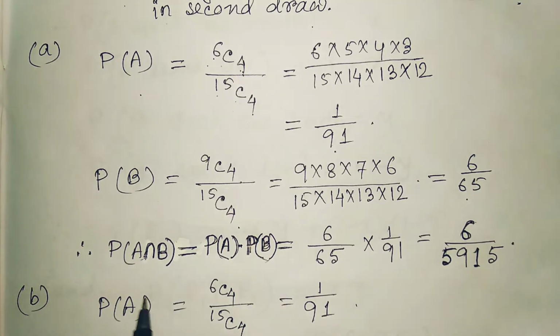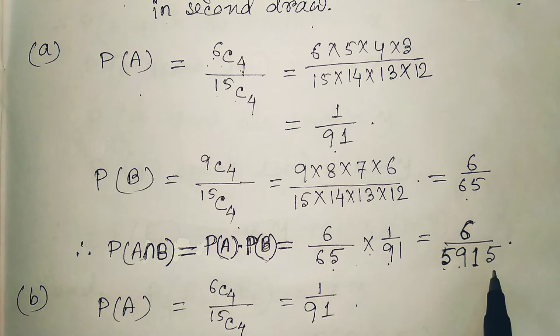And now probability of A intersection B means in the first draw 4 white balls and in the second draw 4 black balls. Definitely it will not affect. These two are independent, since it is with replacement. Then its probability is 6 upon 65 into 1 upon 91. So this is 6 by 5915.